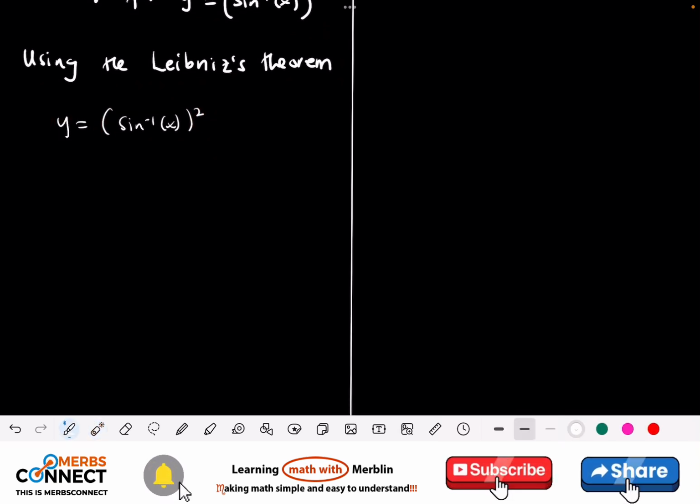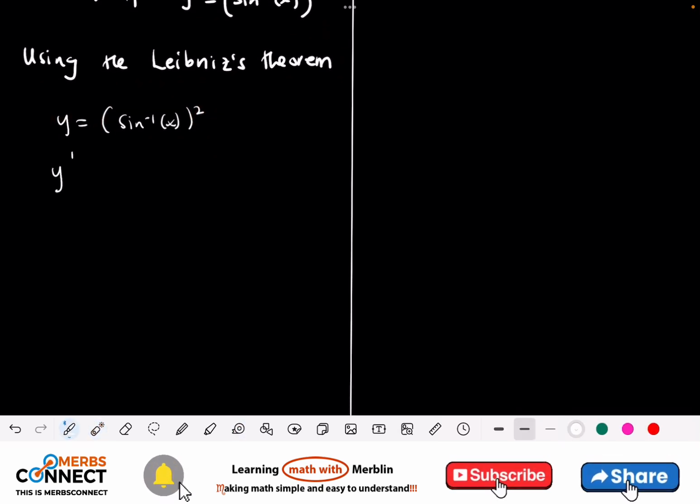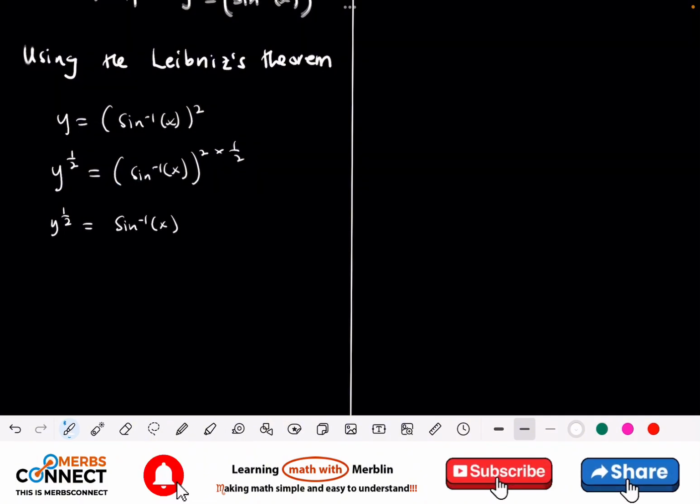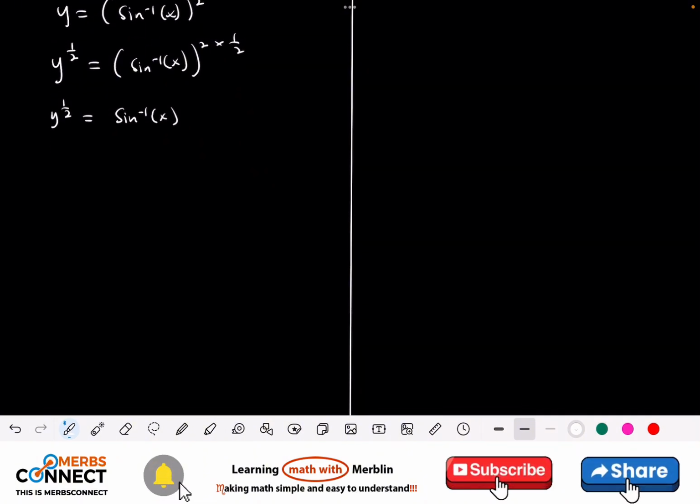So what I'm going to do is I pick the root. Root is the same as 1 over 2, which is the same as sine inverse of x squared times 1 over 2. It's the same as taking the root. Then this is going to give us y to the power 1 over 2, which is equal to sine inverse of x. This helps us to get sine inverse to stand alone, right? So that we can differentiate, and then our functions are going to be in terms of only y and x, right? So now let's differentiate.